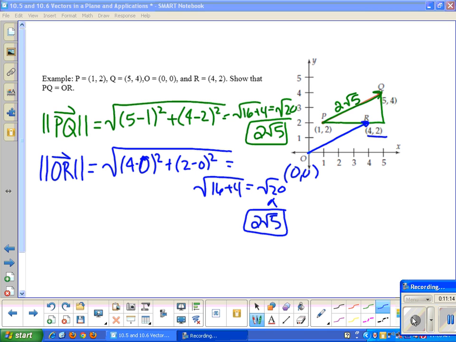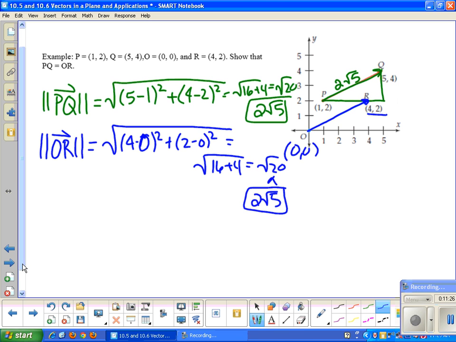Now, we've just shown that PQ and OR have the same length, but we're not done because remember vectors have a direction and a magnitude, again length. So now we need to figure out if the direction is the same. So how could we figure out the direction is the same? Well, we can actually just figure out what the slope of each of these lines are. So if you remember your slope formula, you can figure out, let's do PQ first. So we're going to do PQ's slope.